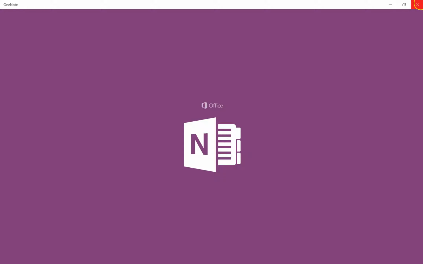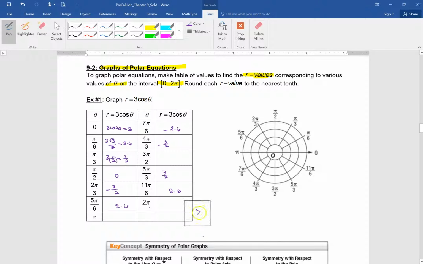And then the pi's are going to be what? Cosine of pi is -1, so this is -3, and the other one at 2 pi is 3. All right, so once you fill this out, what we're going to do next is graph.